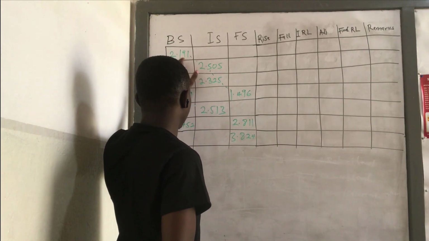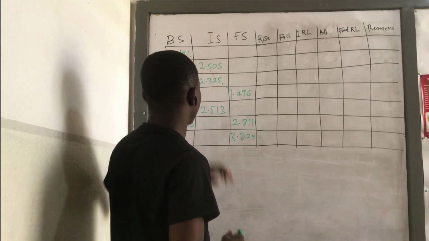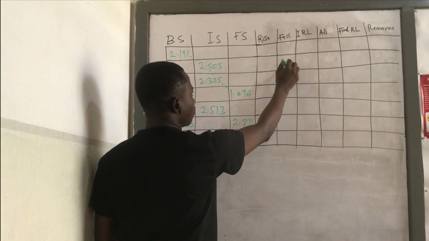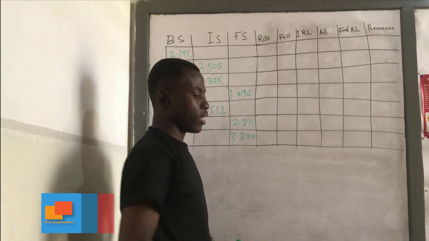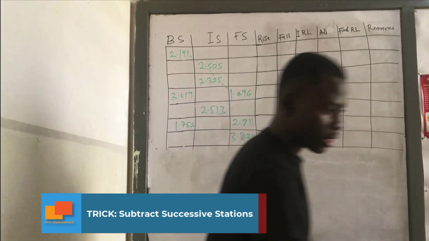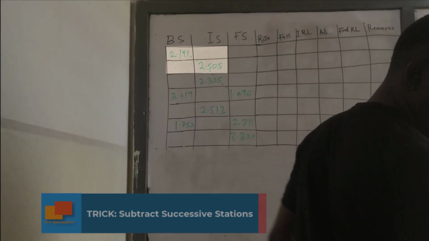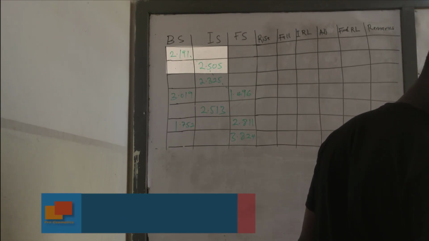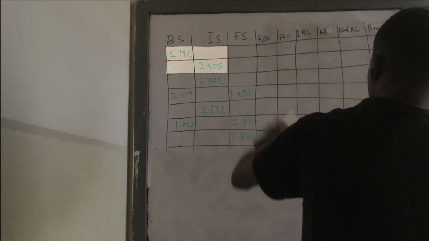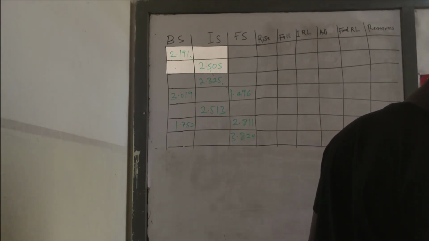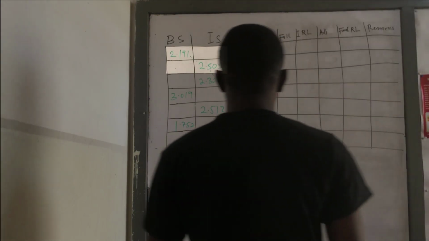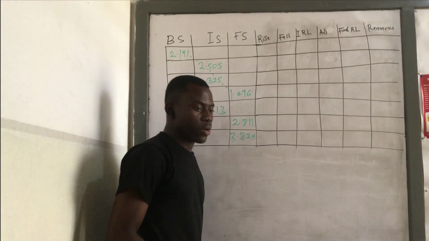We'll find the difference between these two, so this one minus this one. Then we put the answer depending on what we get. Okay, so I'm just going to use my calculator and do that, and let's see what we get. So we have 2.191 minus 2.505. It gives us negative 0.314.